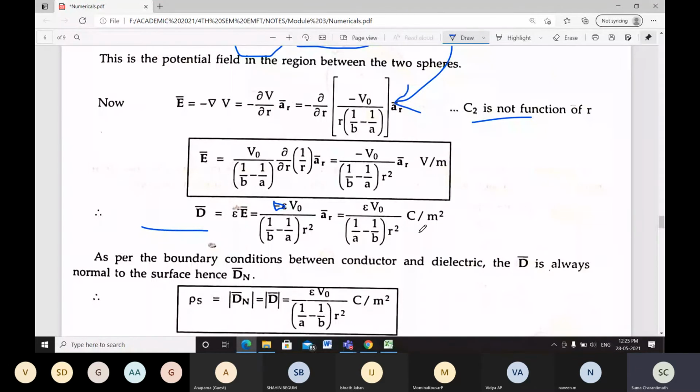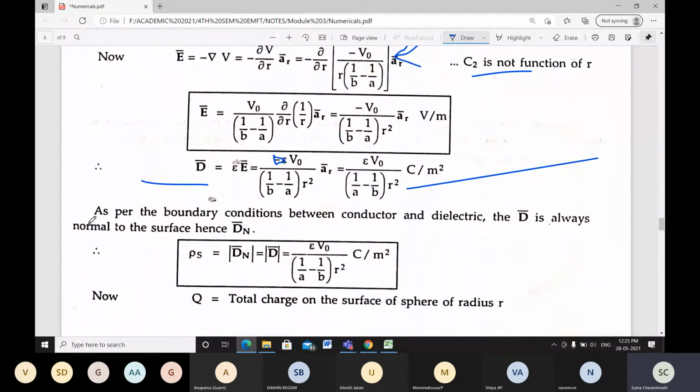Then as per the boundary condition between a conductor and a dielectric, D is always normal to the surface. Hence, rho s is going to be equal to D_N with a normal. That's what is taken here. Mod of that value you have to take, that is going to be equal to mod D. The same thing you have to write again: epsilon V naught divided by 1 by A minus 1 by B into R square coulombs per meter square. This is our rho s.